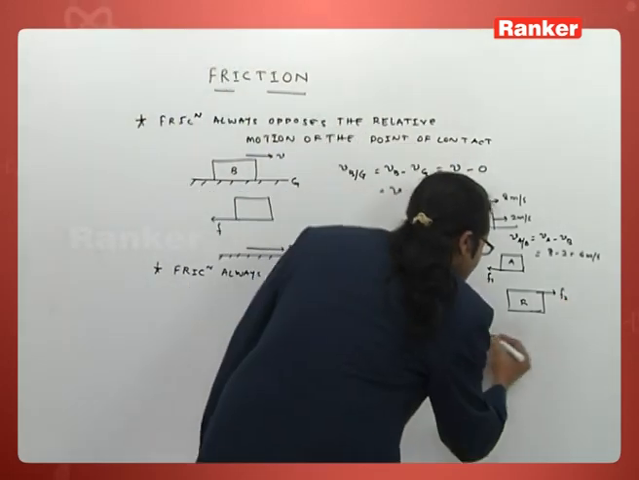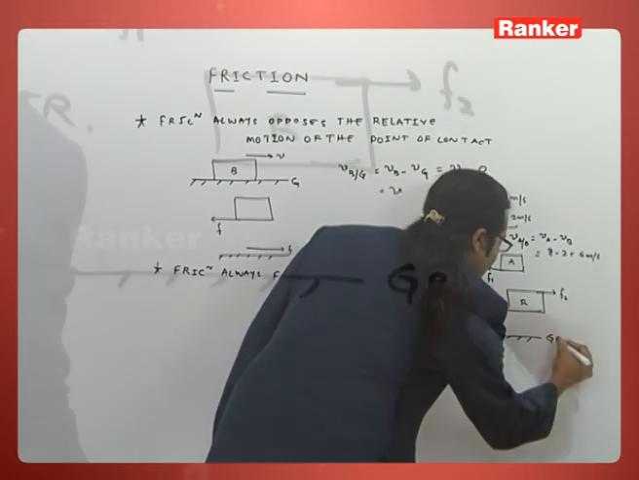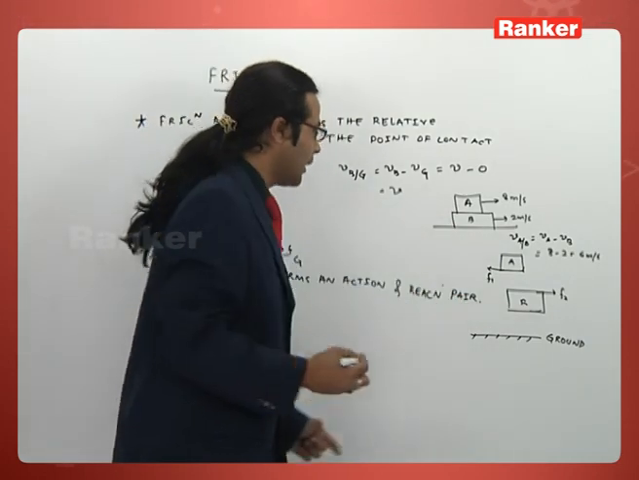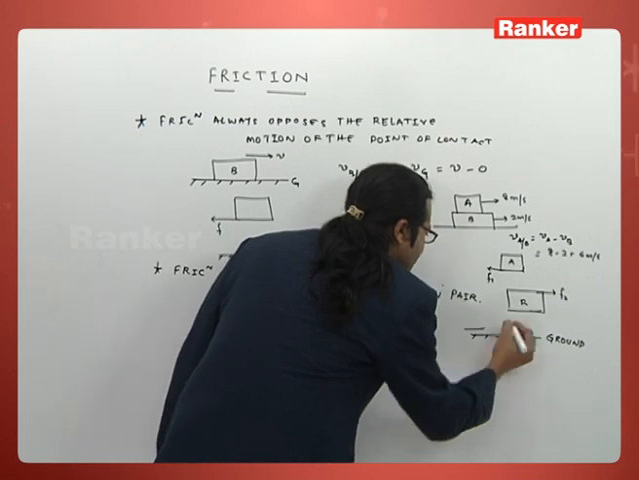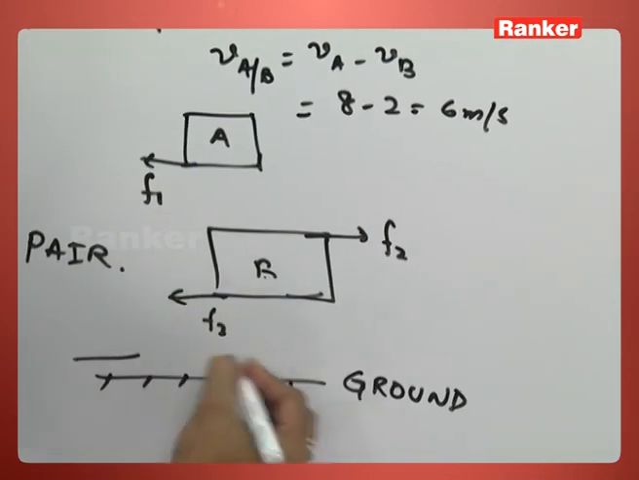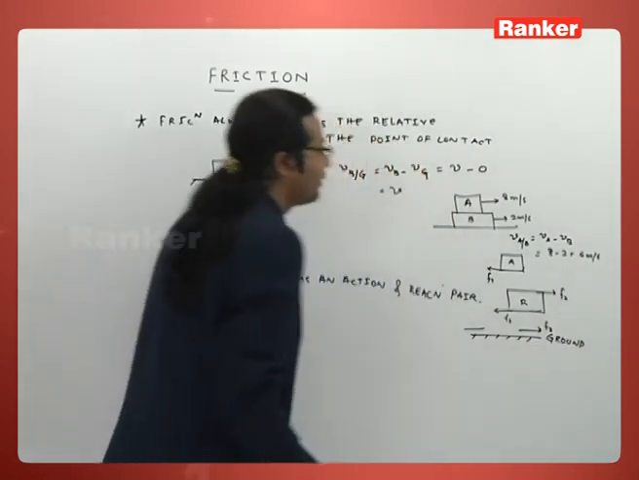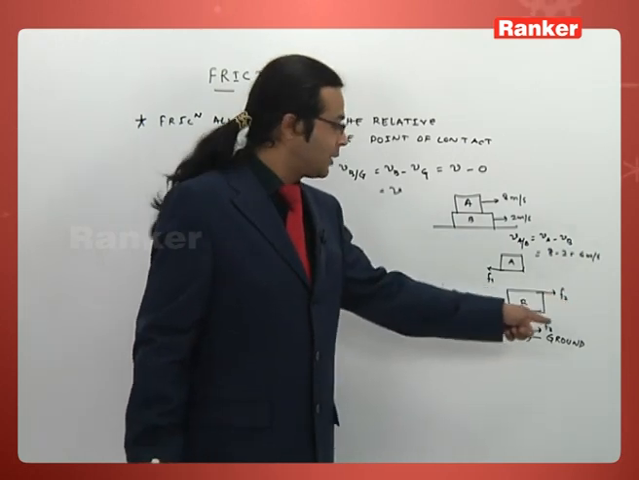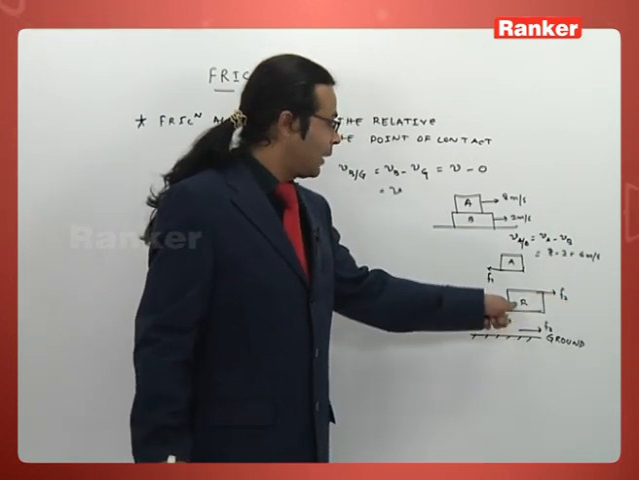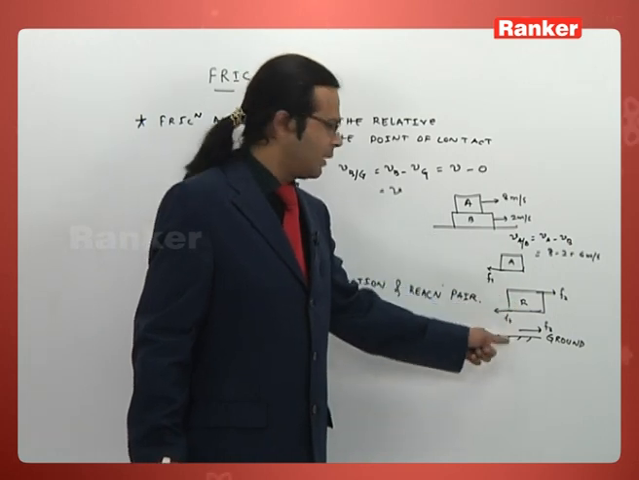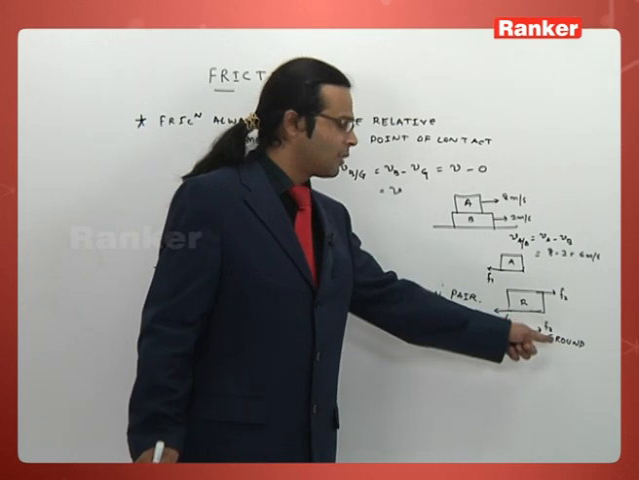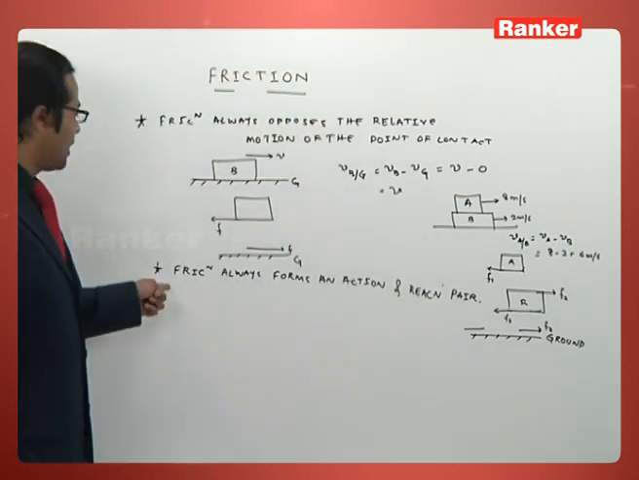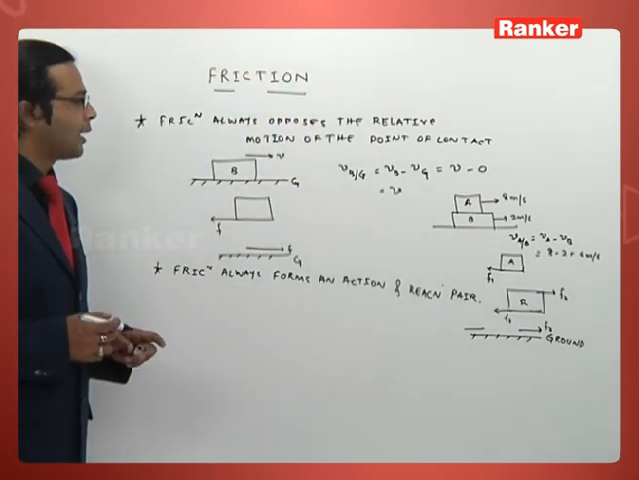And on the ground, obviously we have already discussed just before that, relative motion of B with respect to ground is in the forward direction. Frictional force acting on this will be in this backward direction, and frictional force acting on the ground will be in this way. So the relative motion of B with respect to ground is in the forward direction, so frictional force acting on B due to ground will be in the backward direction. The same frictional force will act in the opposite direction on the ground, and this is meaningless to show, but I am showing you that frictional force always forms an action and a reaction pair.